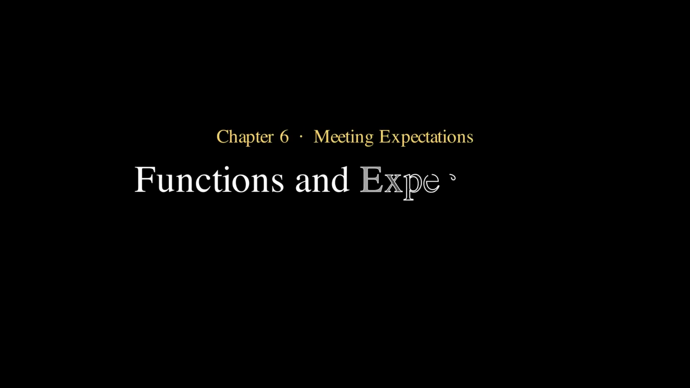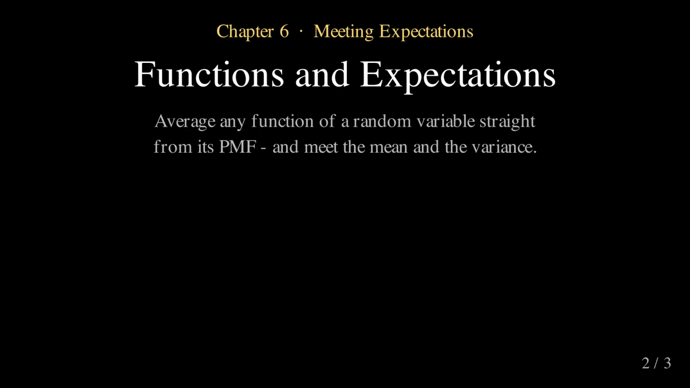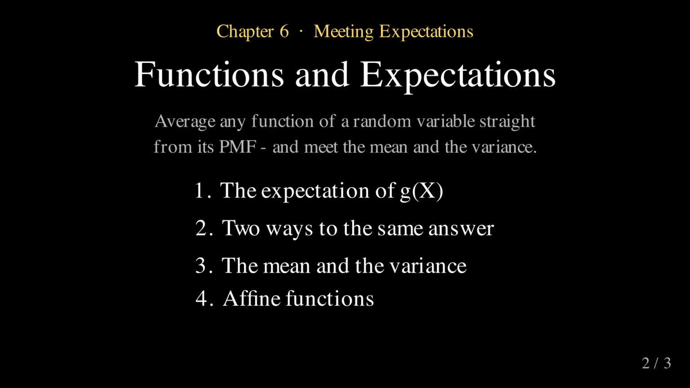Last video, we defined the expected value, one number that summarizes a whole PMF. This video, that idea grows into a toolkit. We'll learn to average any function of a random variable directly from its PMF, no derived distribution needed. Check the recipe on a radio contest, and then meet the two summaries that dominate all of probability: the mean, which is a center of mass, and the variance, which measures spread. We finish with the algebra that ties them together, what happens to both under shifting and scaling.